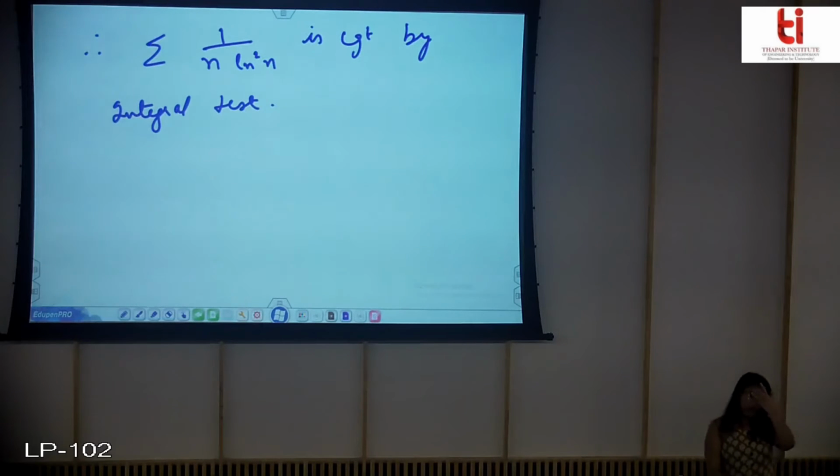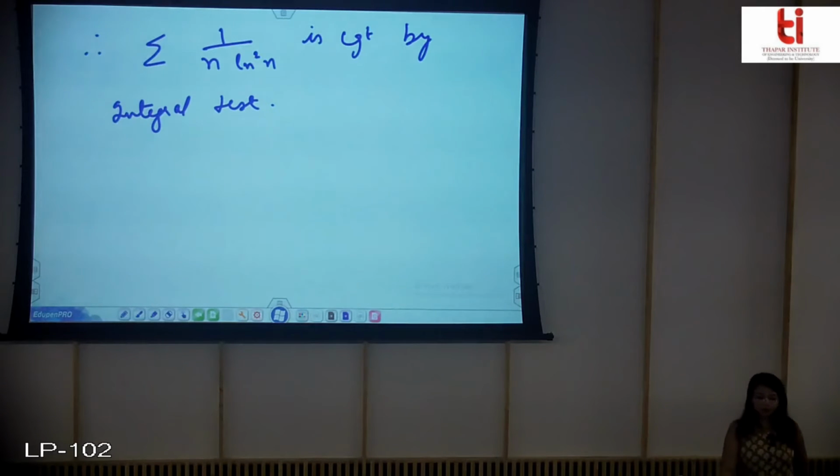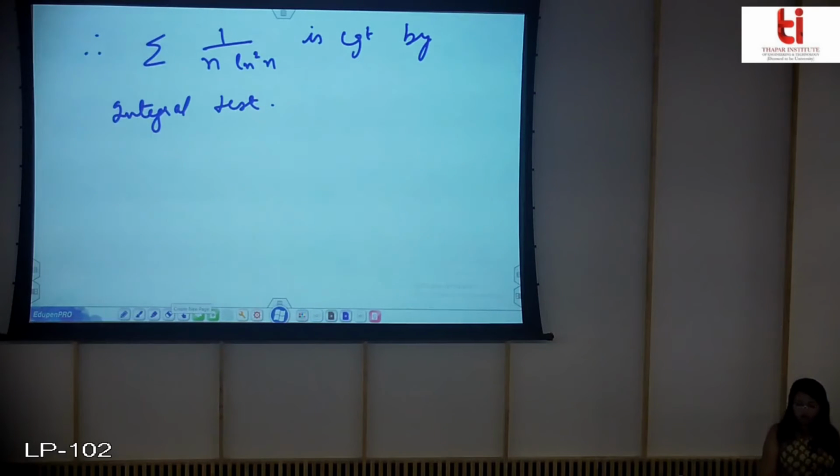So you have seen that choosing a test is a difficult task and it depends upon practice. You applied the limit comparison test for many b_n, it didn't work. Then you applied the direct comparison test and it didn't work, and then you applied the integral test. So now we will study more tests about how to check the convergence and divergence of a series.